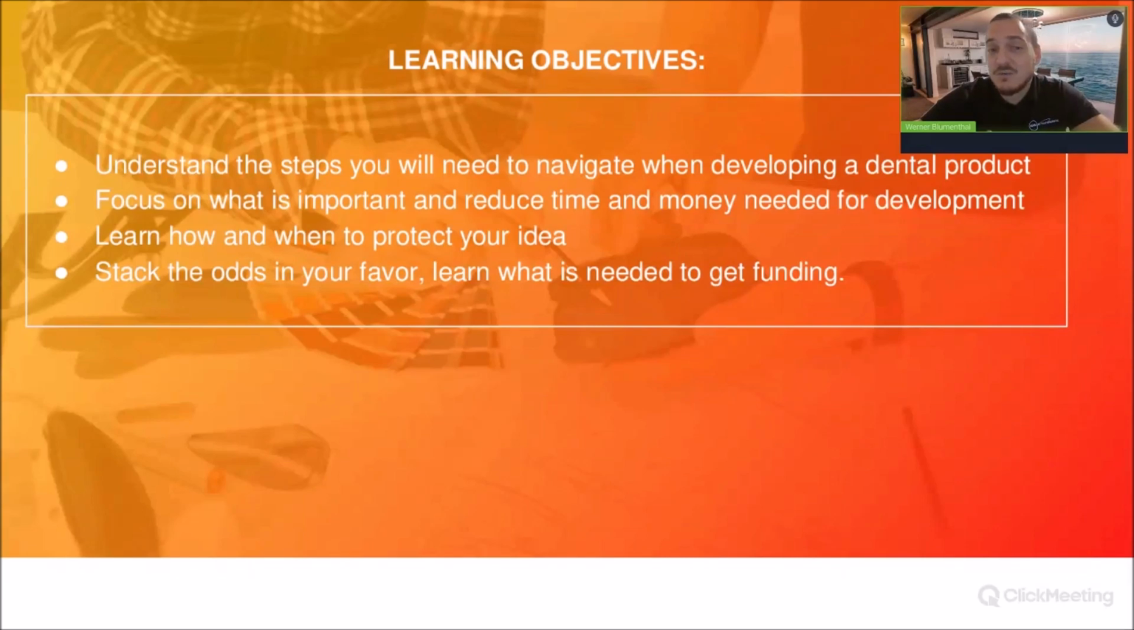And lastly, in general, we want to make sure that you stack the odds in your favor, because a lot of these projects take a lot more money than an individual has in their back pocket, or at least maybe is willing to risk. So it's important that you stack the odds in your favor so that you can get investment. We'll go over a couple different types of investment and maybe the pros and cons of each method of investment that you can get.